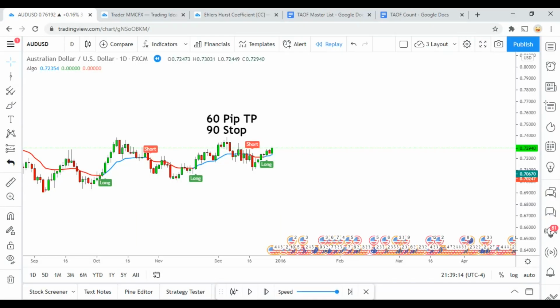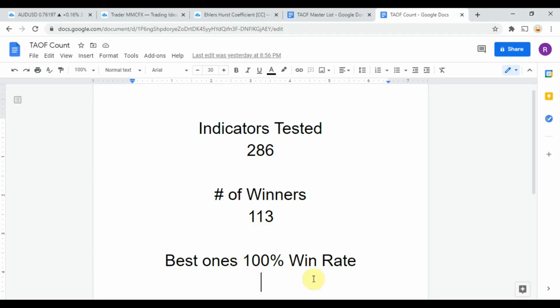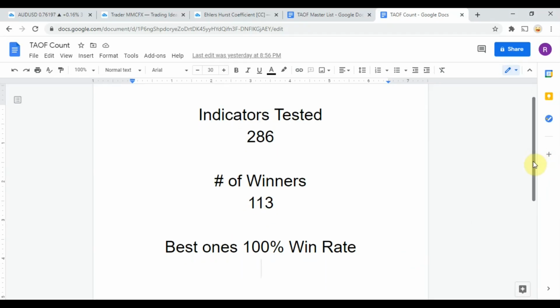Alright, as I said, today we will be testing the SSIFX global algo. But before we do, I wanted to put the indicator scoreboard up for everyone to see. So to date, we have tested 286 indicators. And out of those 286 indicators, 113 of them have been winners, which means that they have met or exceeded the 60% win-loss ratio threshold that we have set for them. The best ones so far were able to achieve a 100% win rate.